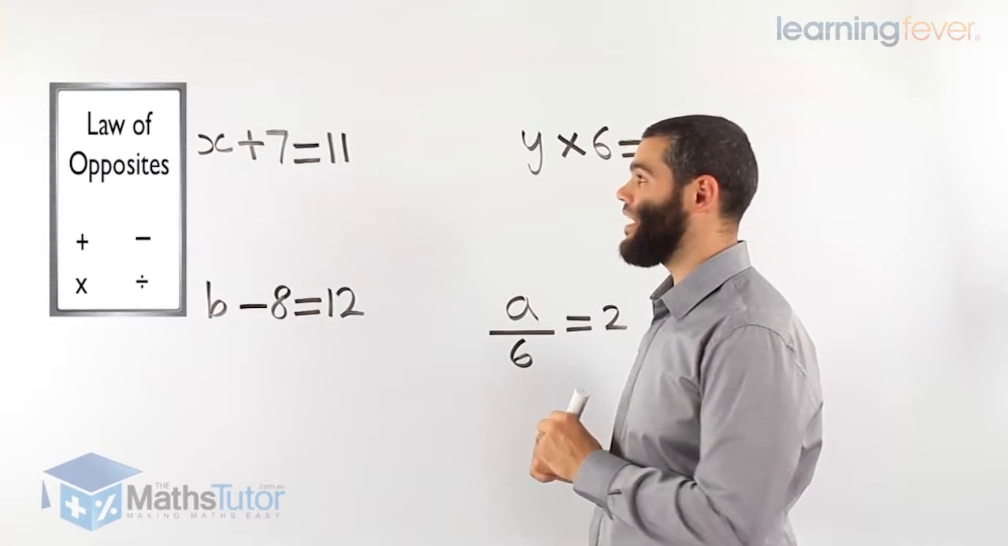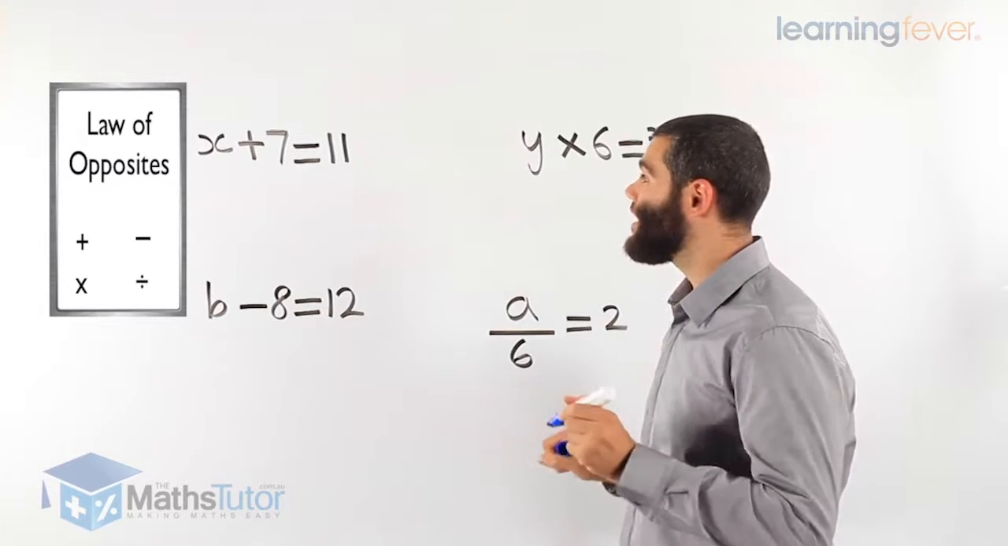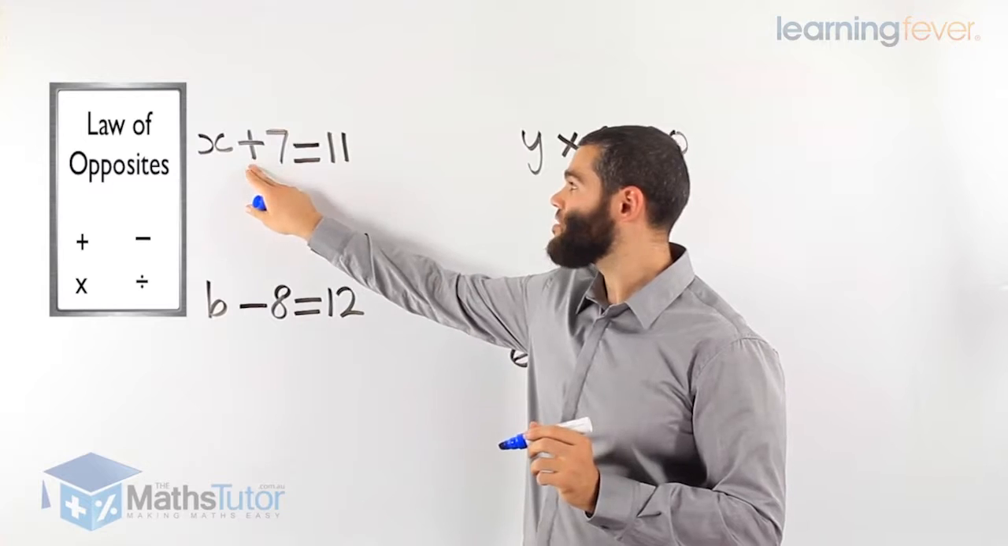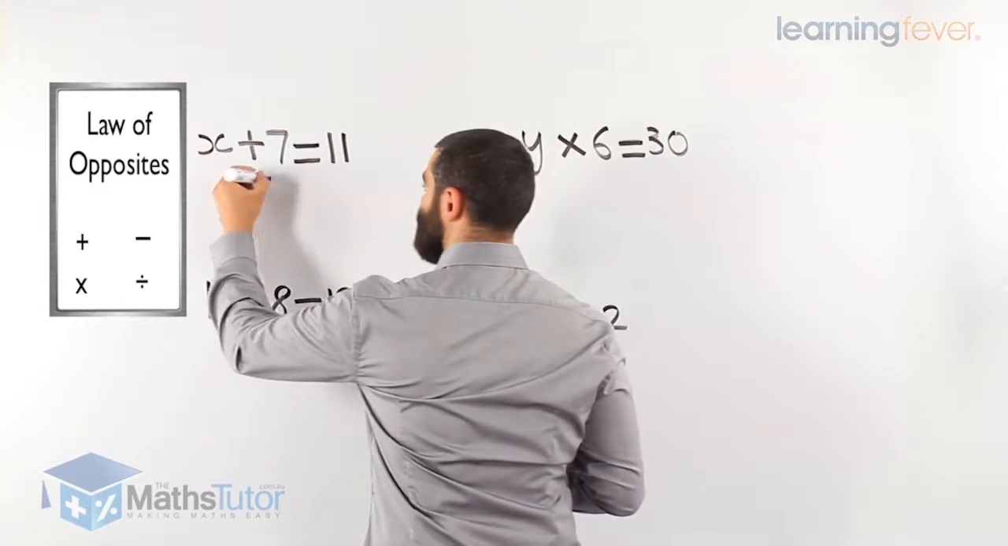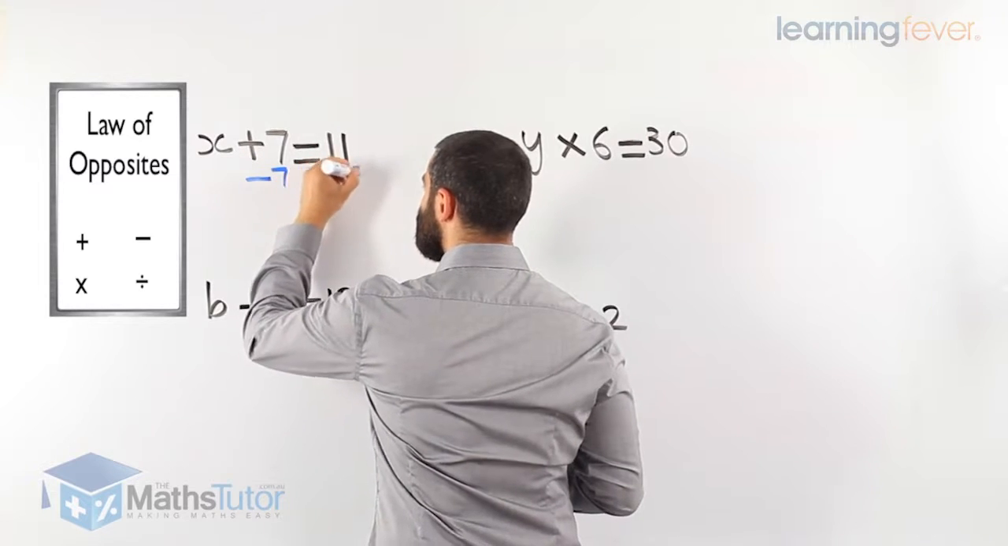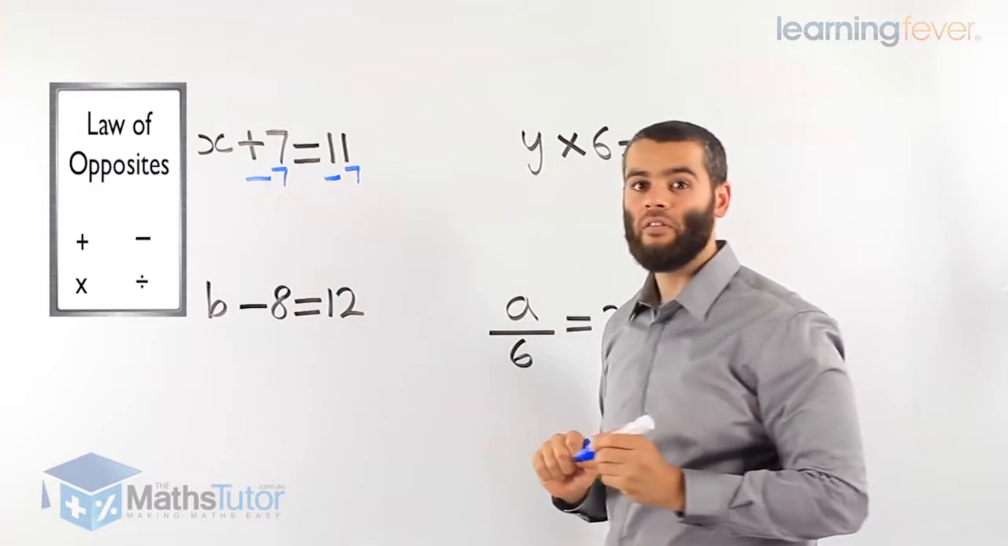So x plus 7 equals 11. We notice the opposite of plus is minus. Minus 7 here and minus 7 there.